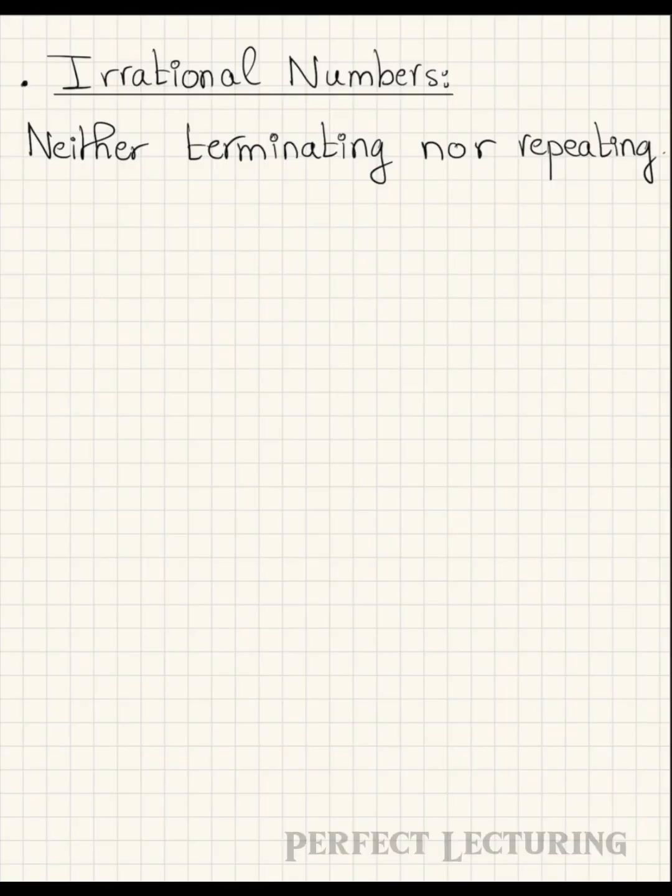Let's do some examples. Let's start with the square root of 2. The square root of 2 is equal to 1.41421356 and so on. So you cannot catch a pattern. The numbers do not repeat. Whenever you cannot catch a pattern, this is an irrational number.